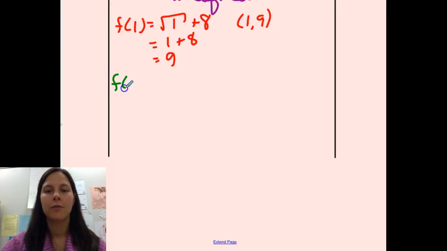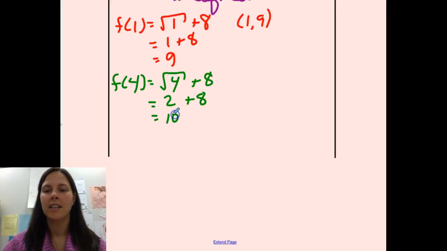Our next value is 4. We're going to replace x with 4 on both sides of the equal sign. The square root of 4 is 2. 2 plus 8 gives us 10. So to write my ordered pair, I put 4 into the function, and I got 10 out of the function.